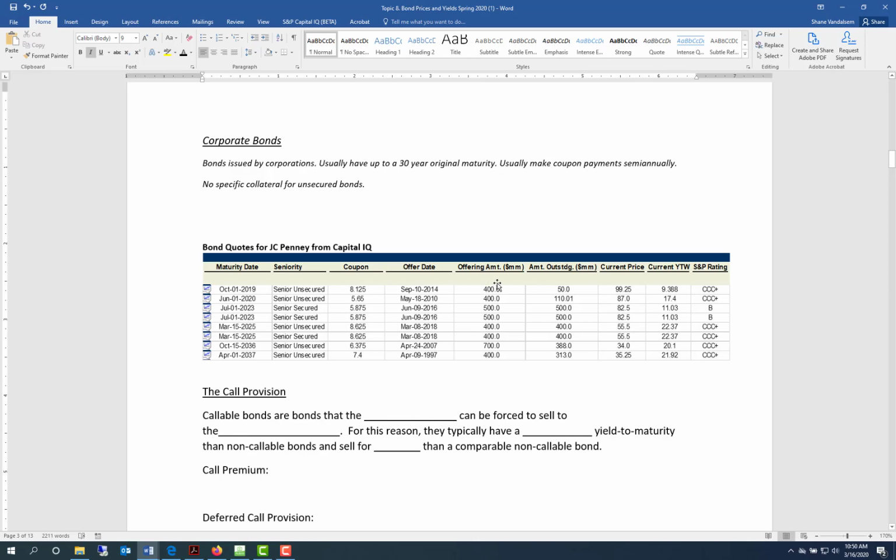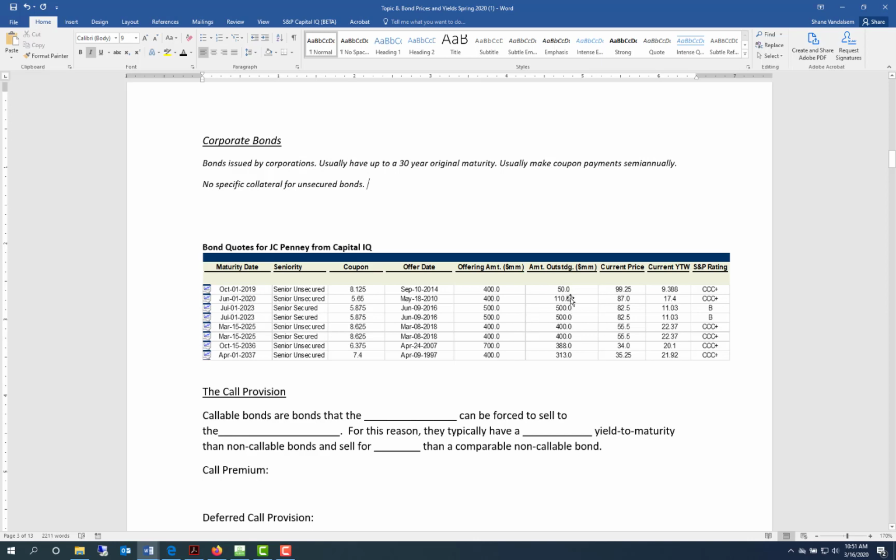The offering amount, these are in millions of dollars. So this one with a maturity date of October 2019 had an offering amount of $400 million. So that's going to be your principal value. The one maturing June 1st of 2020 had an offering amount of $400 million. The next one, $500 million, $500 million, and so on. So these are pretty large amounts for a bond.